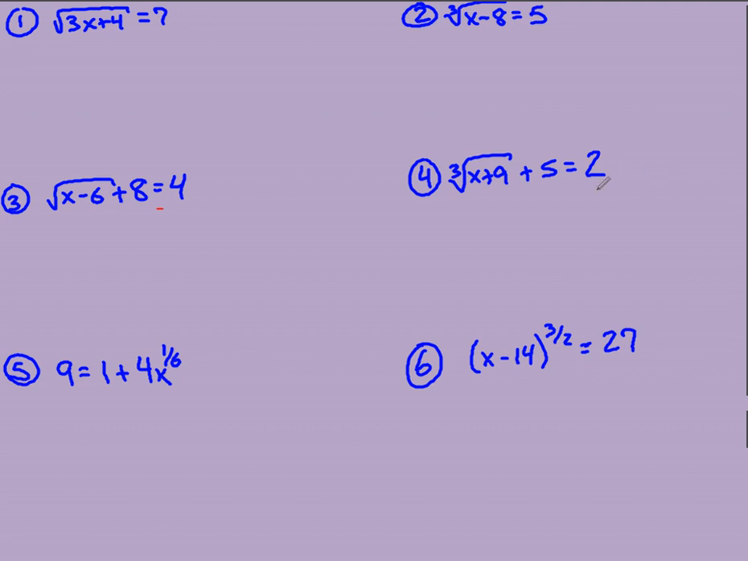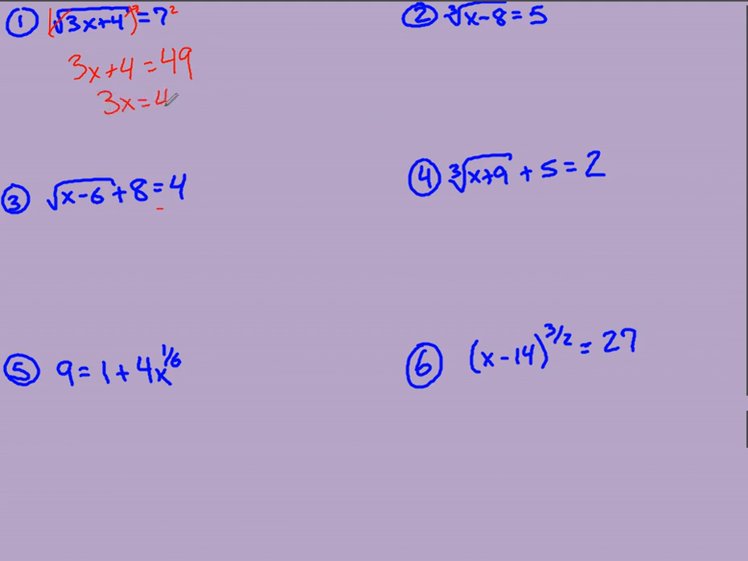Time to review for your radicals test, here for some cube roots. What we have here, first we're solving. If I have a square root, that means I need to square both sides of the equation. The square and the square root cancel each other out, leaving me 3x plus 4 equals 7 squared, which is 49. And we just solve like normal.